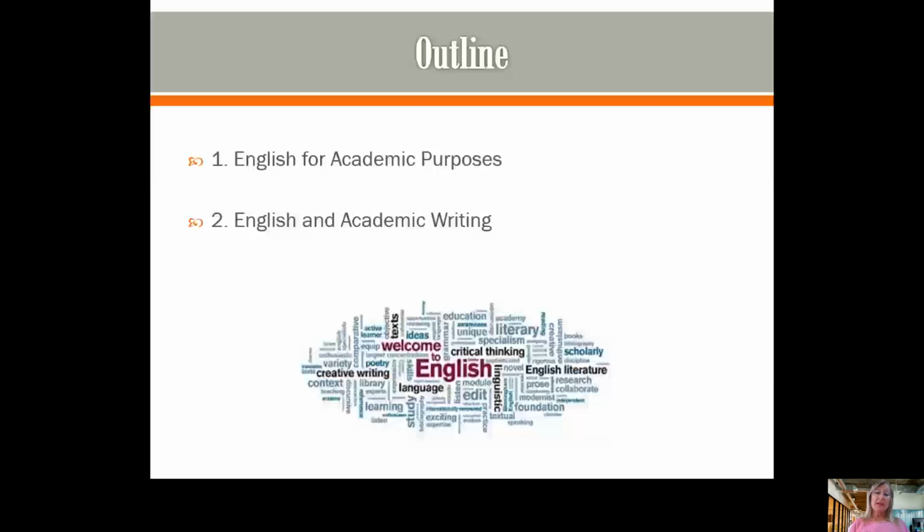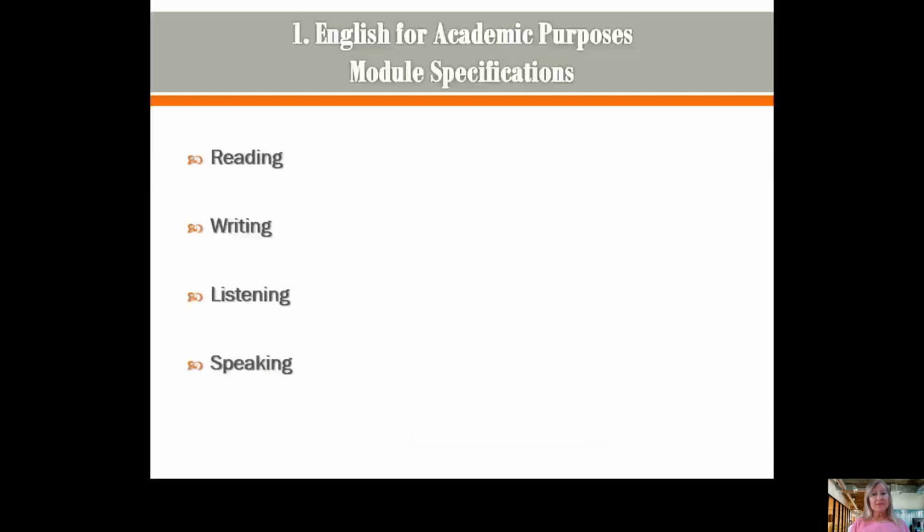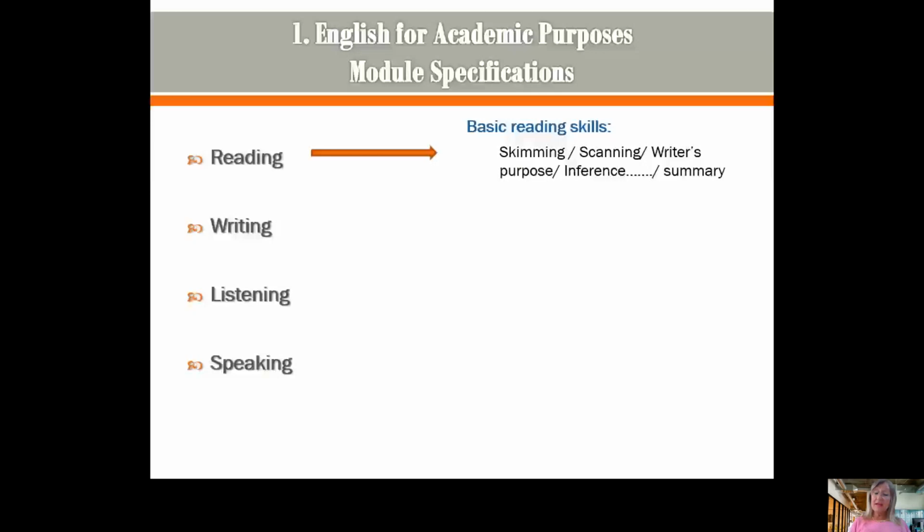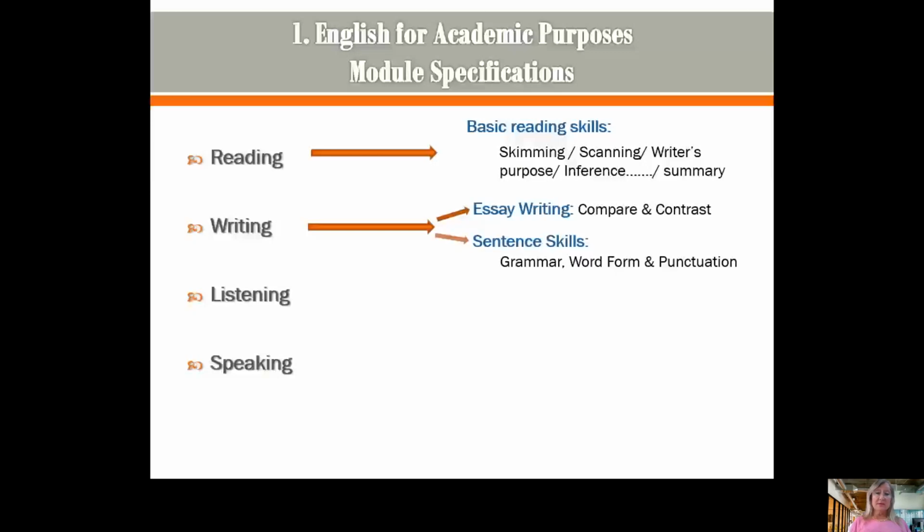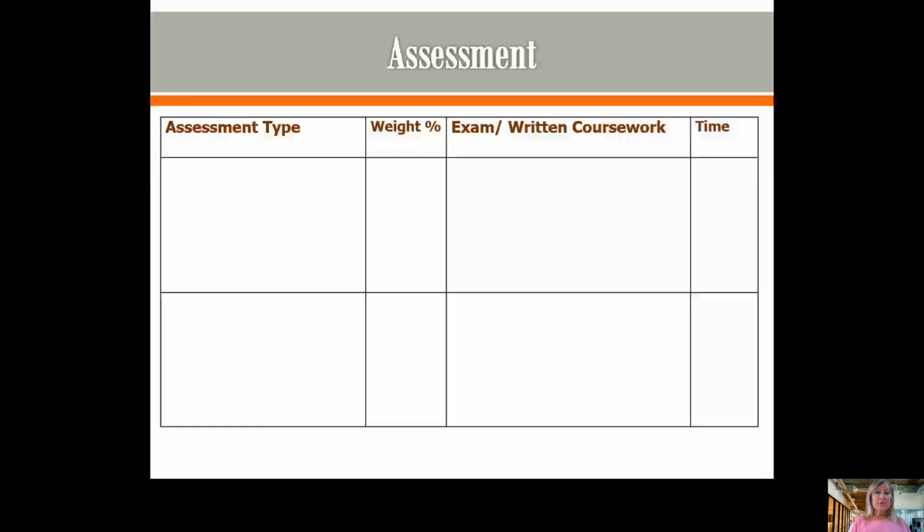Let's start with English for academic purposes, the module specification. In reading, you'll take basic reading skills like skimming, scanning, writer's purpose, inference, summary. In writing, in the essay writing, you will write a compare and contrast essay. With regards to sentence skills, there'll be grammar, word form, and punctuation. With listening, you're going to listen to lectures and note take. In speaking, you will prepare presentations in groups.